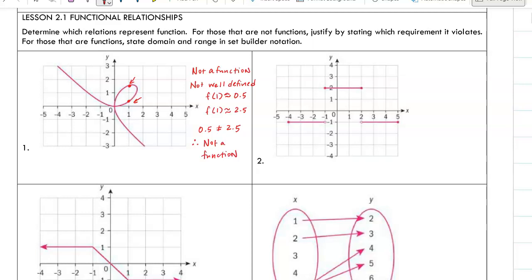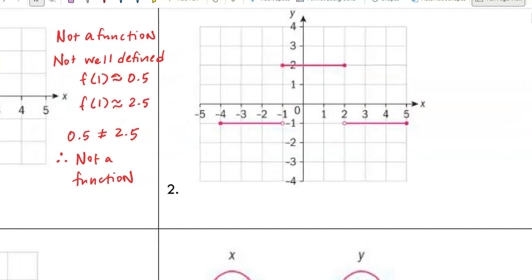Number 2, let's see. There are places where it looks like the input actually overlaps. If you look right here and right here, but then right here, they're open circles. So it's actually a function. This is a function. And the way that you would put that into set builder notation, the domain of the function is x such that x is an element of all real numbers.